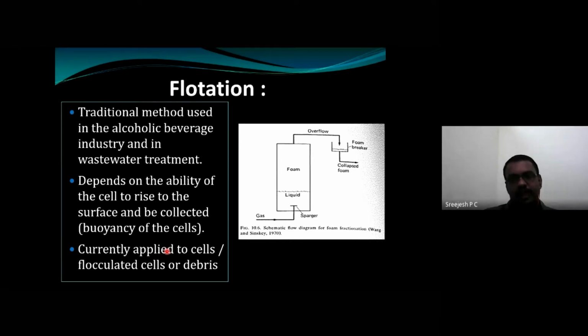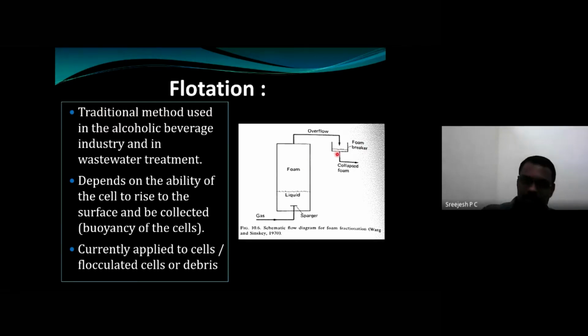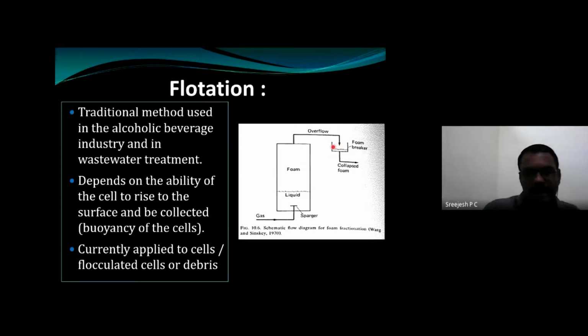In flotation, what we are doing is allowing the air to sparge through the sparger. It will generate fine air bubbles. These air bubbles lift all these solid particles to the surface of the liquid, forming what is called a foam or froth. This foam or froth we can skim away using a skimmer, and you can break it, as you can see here. We can break the foams or the skims off.